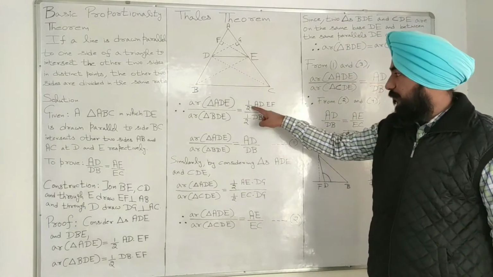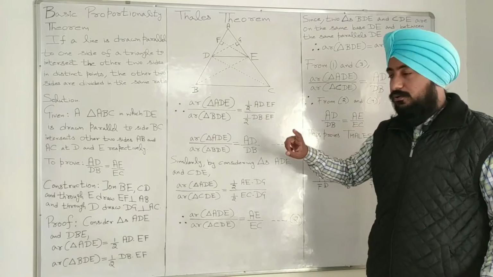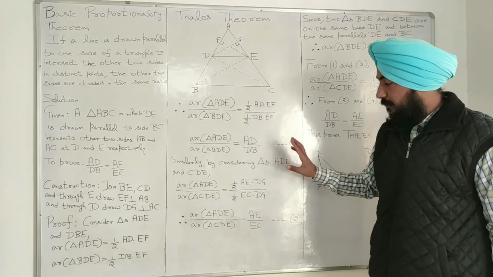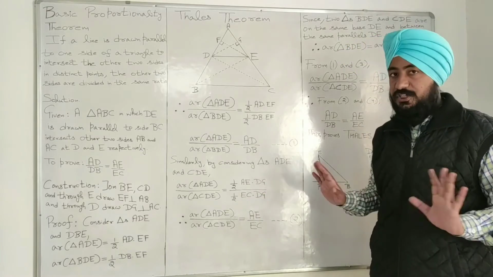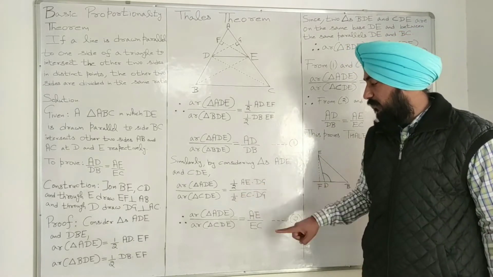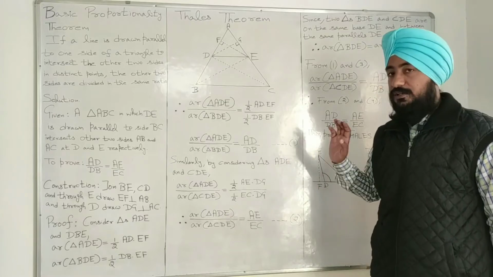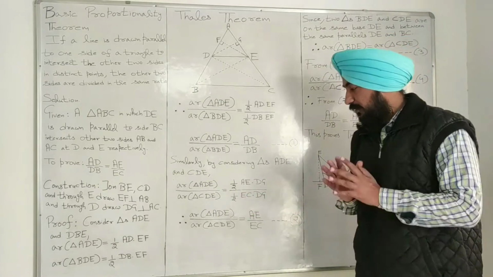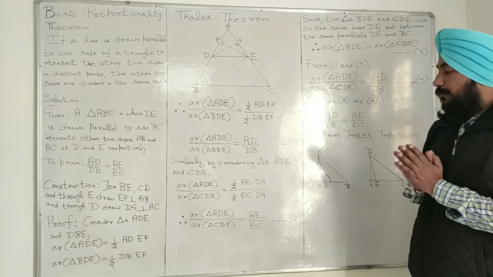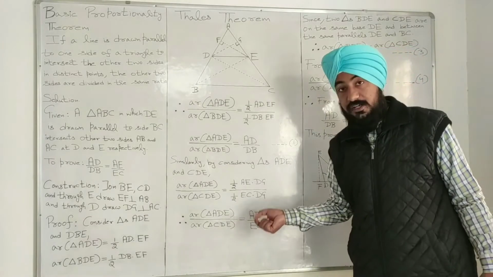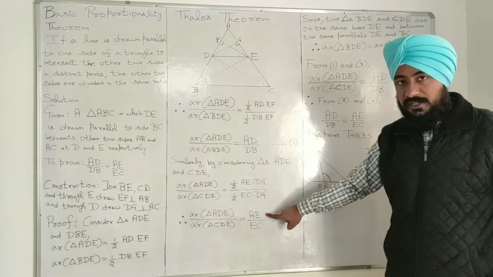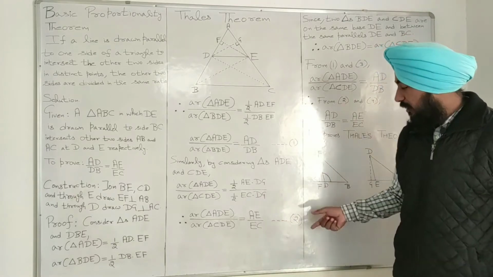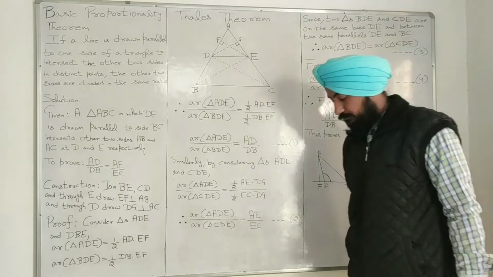Now similarly, as 1 by 2 will be cut with this 1 by 2 and EF cut with this EF, the same here 1 by 2 will be cut with 1 by 2 and DG will be cut with this DG. Now therefore area of triangle ADE upon area of triangle CDE is equal to AE in the numerator and EC in the denominator. Name this as equation number 2.